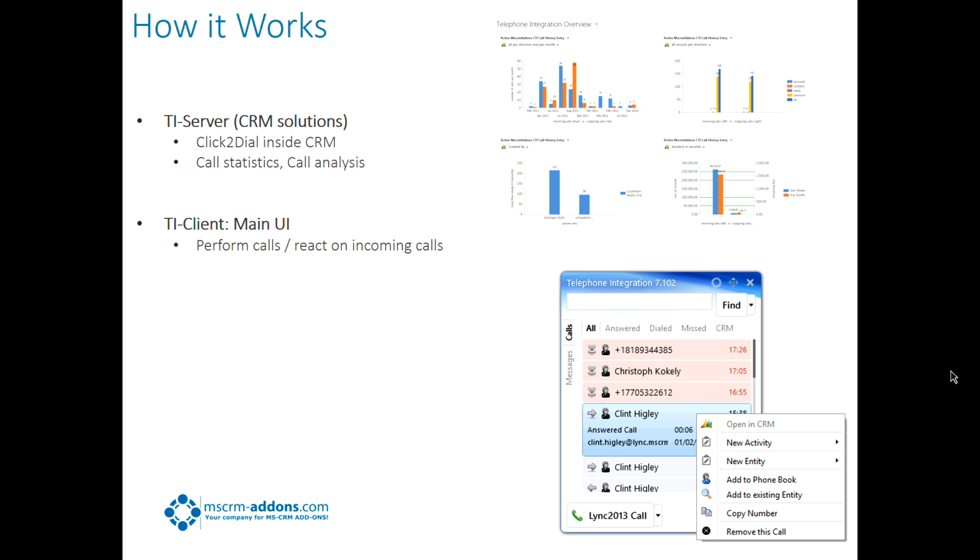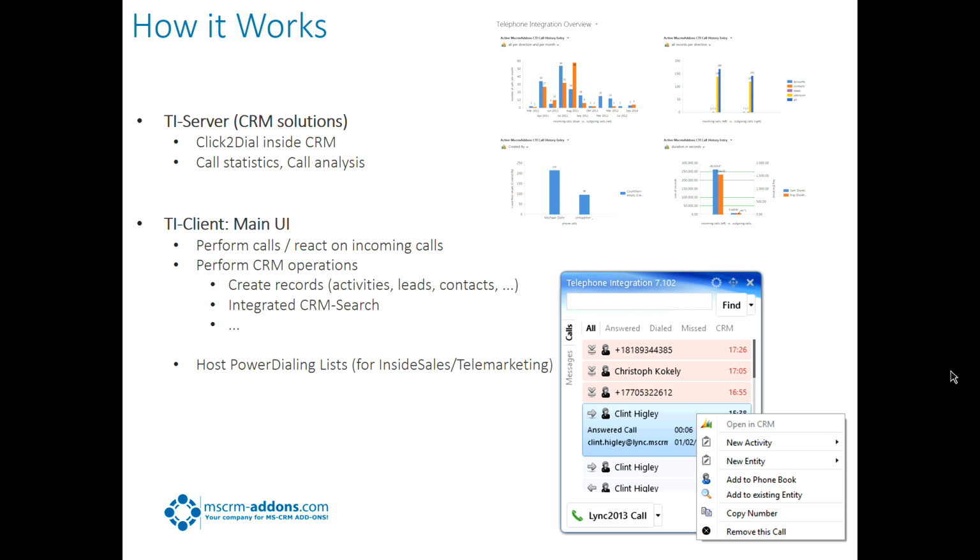It's able to perform calls and react on incoming calls. It's able to perform CRM operations, so you can create records such as activities, leads, contacts, etc. You can do an integrated CRM search, so it's a really handy little tool. It also hosts your power dialing lists, for example for your inside sales or marketing team. They can easily access those power dialing lists straight from the telephone integration client. Our supported platforms are CRM on-premise, online, and hosted. And it's available for CRM 4.0 all the way through 2016.